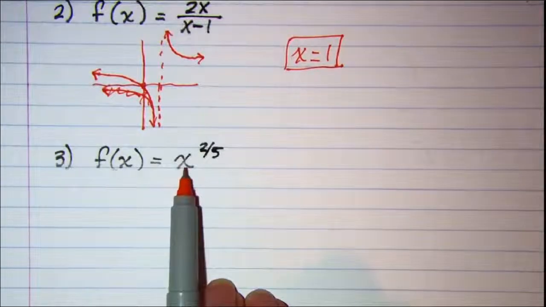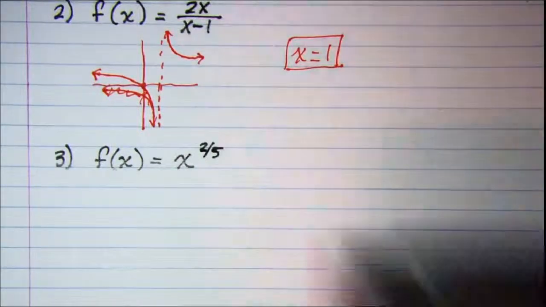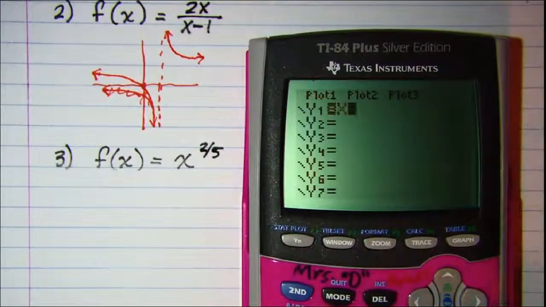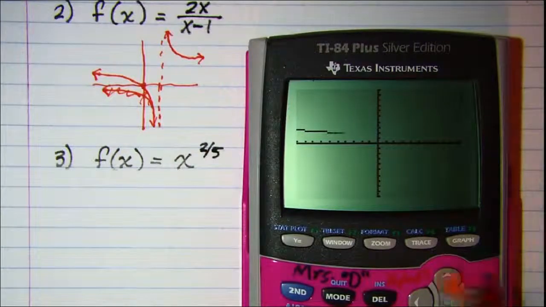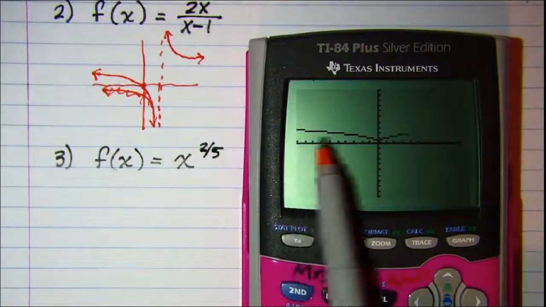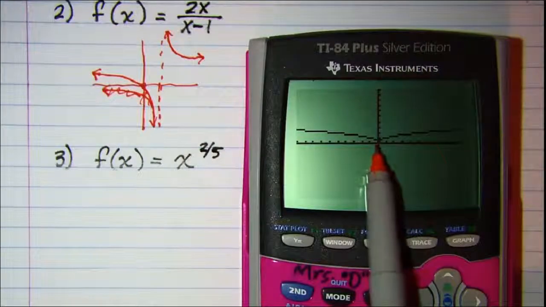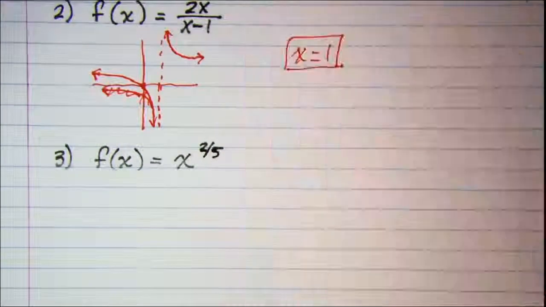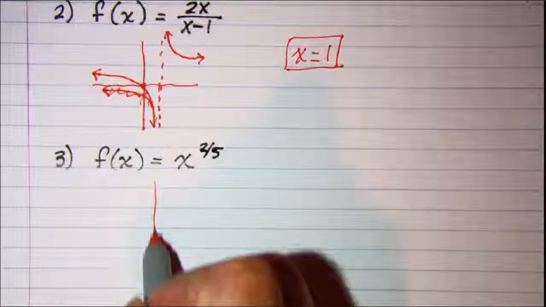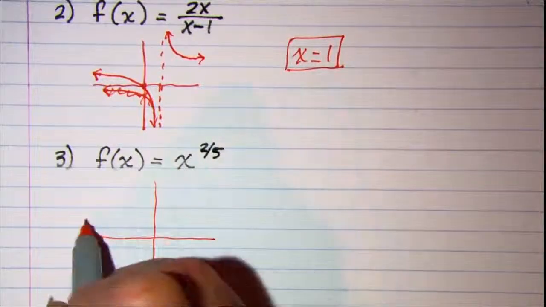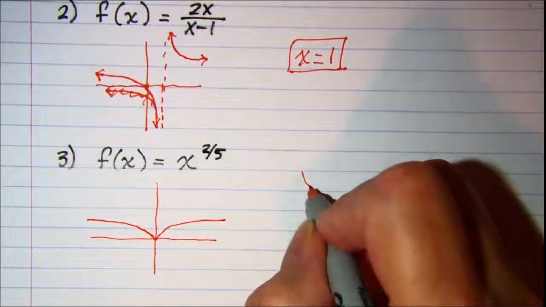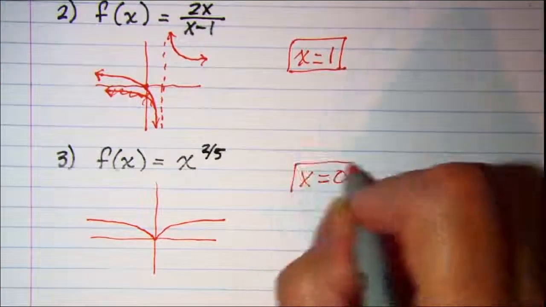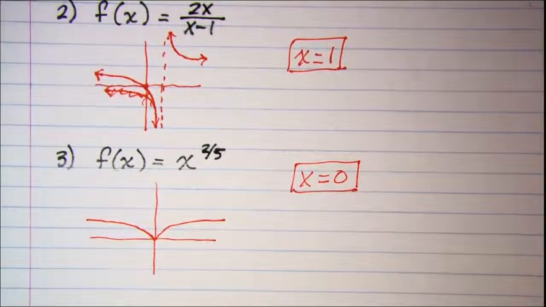And then if we look at this graph on our calculator, x raised to the 2 divided by 5, we have a sharp point at x equals 0, so x equals 0 is the point where this function is not differentiable.